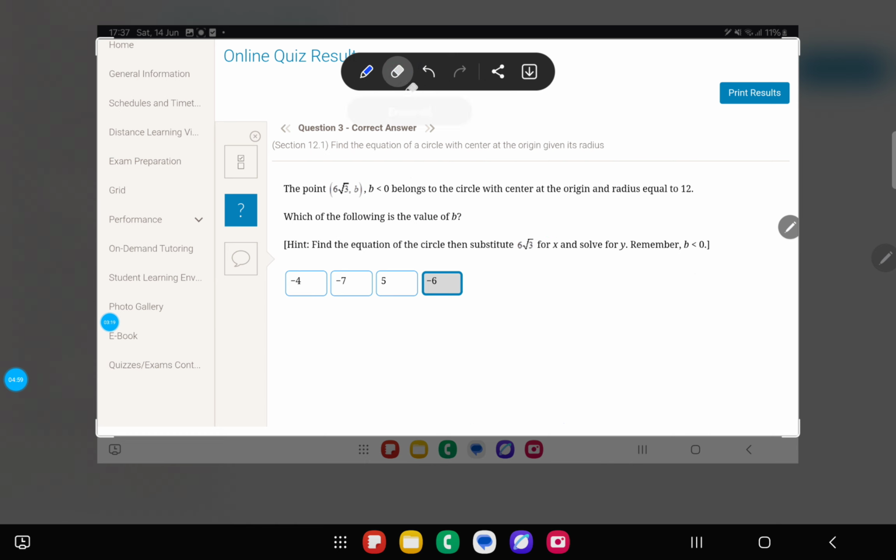But before we do anything, we got y as 6, right? But there's no 6 in the options. They said, remember, b is less than 0. They reminded us again that b, which is y, what we're trying to find, is less than 0, so it's negative. The square root is either positive or negative, and here it's negative. Negative 6 times negative 6 is 36.